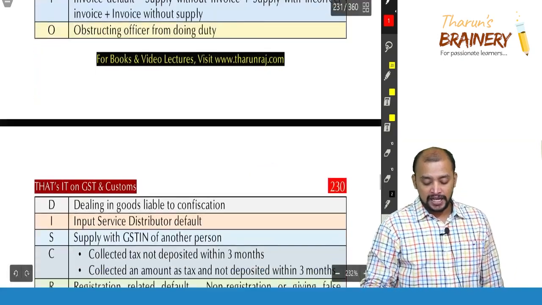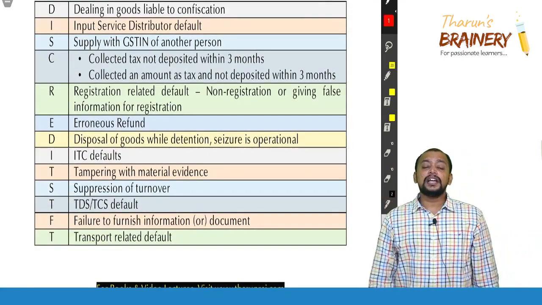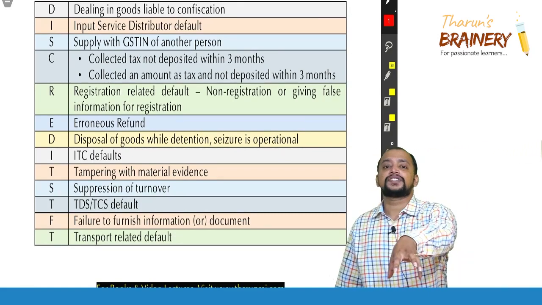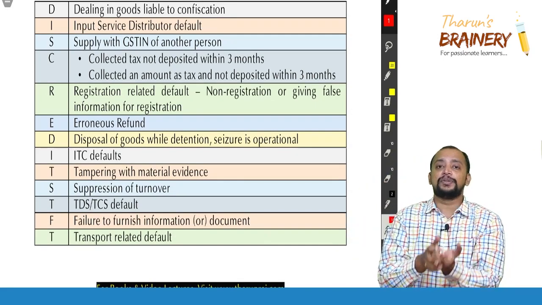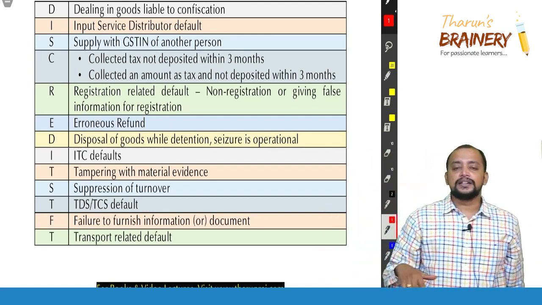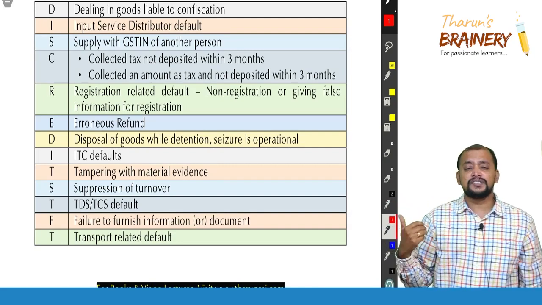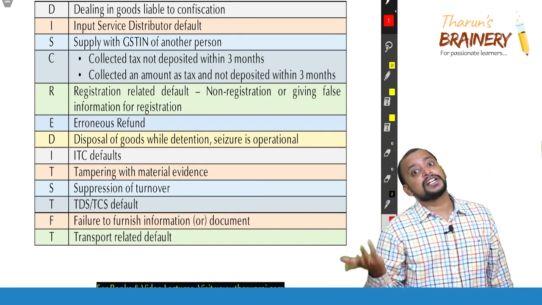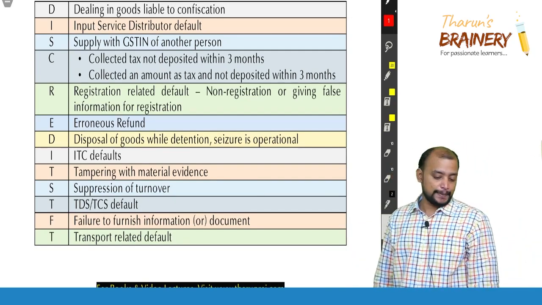BIO. Then next DIS. D for dealing in goods liable for confiscation. There are some goods which are liable for confiscation. You are selling those goods or storing these goods. Then it will be called dealing in goods liable for confiscation. Then I for ISD default. ISD default means you are distributing the credit in excess of what is available, or not distributing properly.